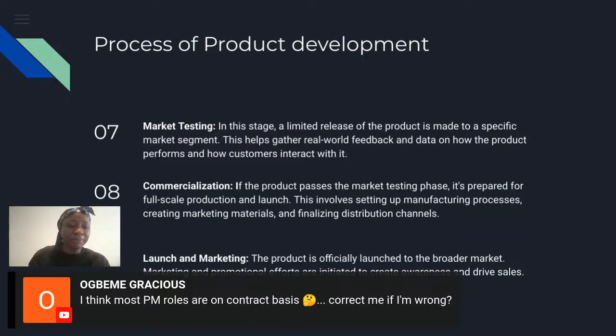Okay, so I like to believe that what you mean is, as a product manager in Nigeria, if you're working for a company that is abroad, what are the challenges that you would face? To be very honest, this is actually a very great question.